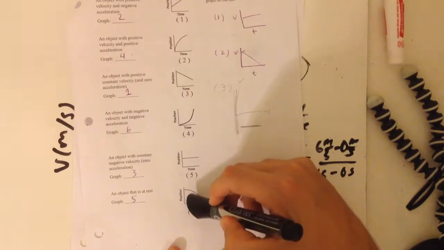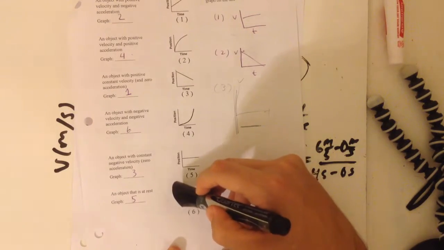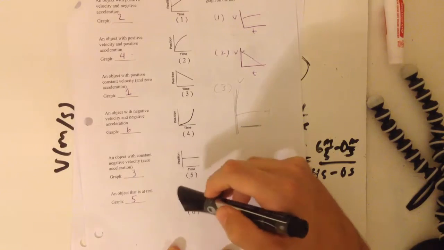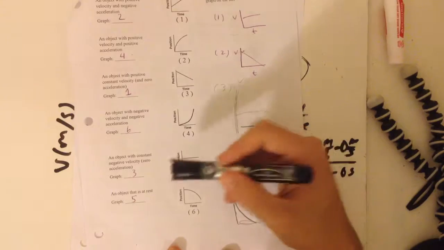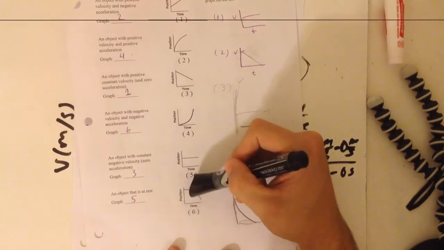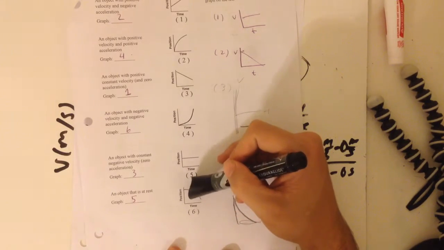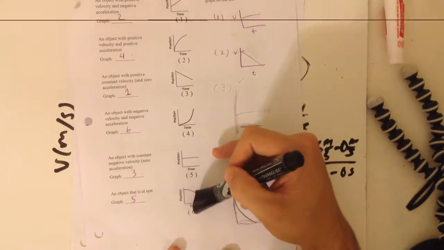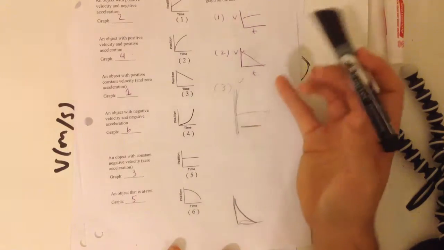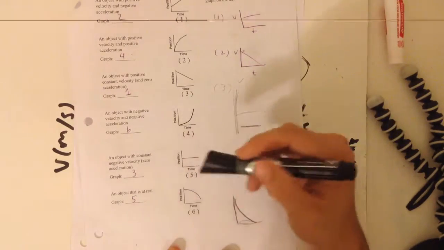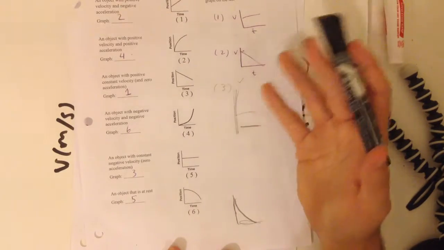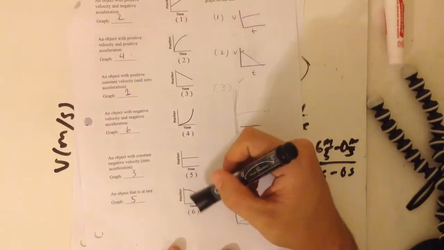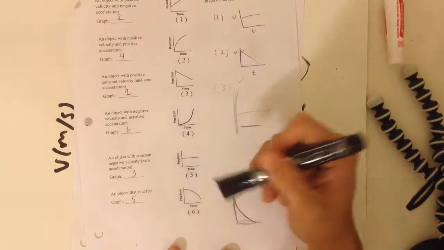This one, again, velocity is negative because the position is decreasing. If we look at the slope, here the slope is about 0. Here the slope is negative, right? Again, the slope is velocity, the slope of this position time graph. So we can say that since the velocity is decreasing, we have negative acceleration. So we have an object with negative velocity and negative acceleration.